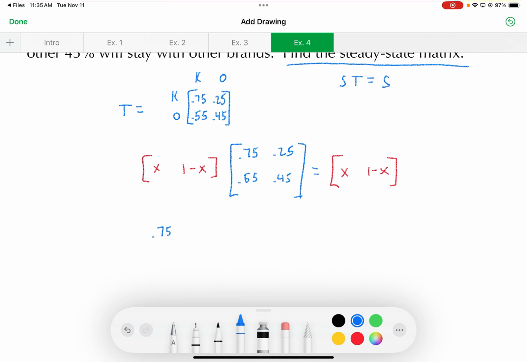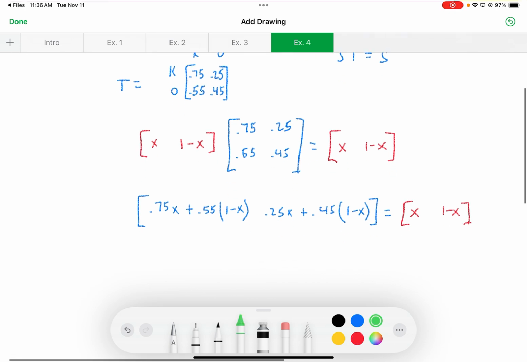It would be 0.75x plus 0.55 times (1 minus x) as the first element. The second element would be 0.25x plus 0.45 times (1 minus x). And that should equal x, 1 minus x.